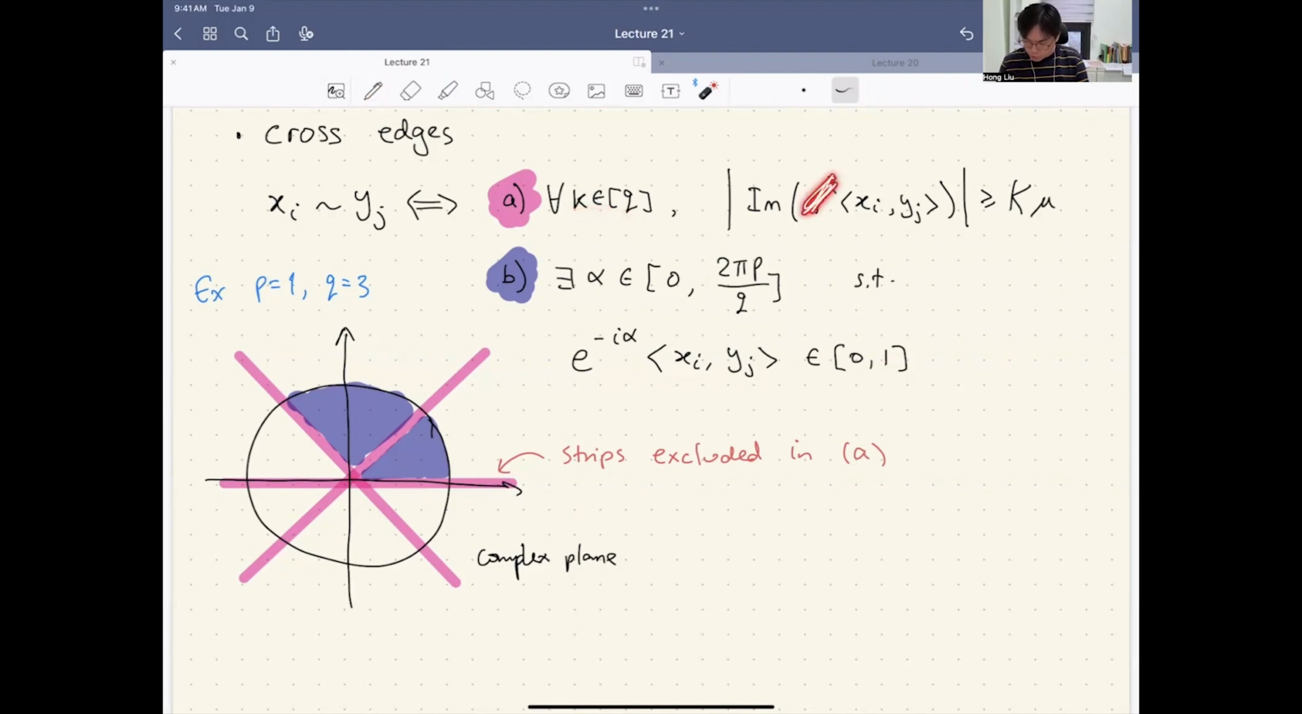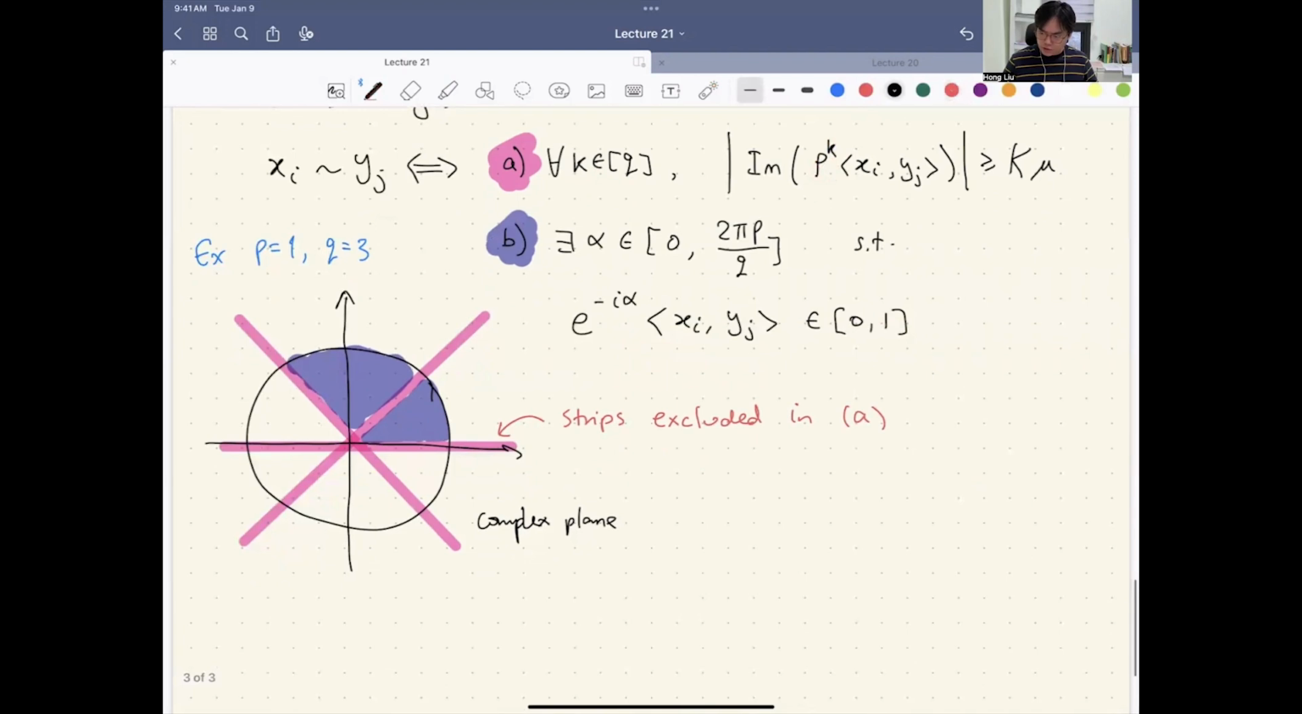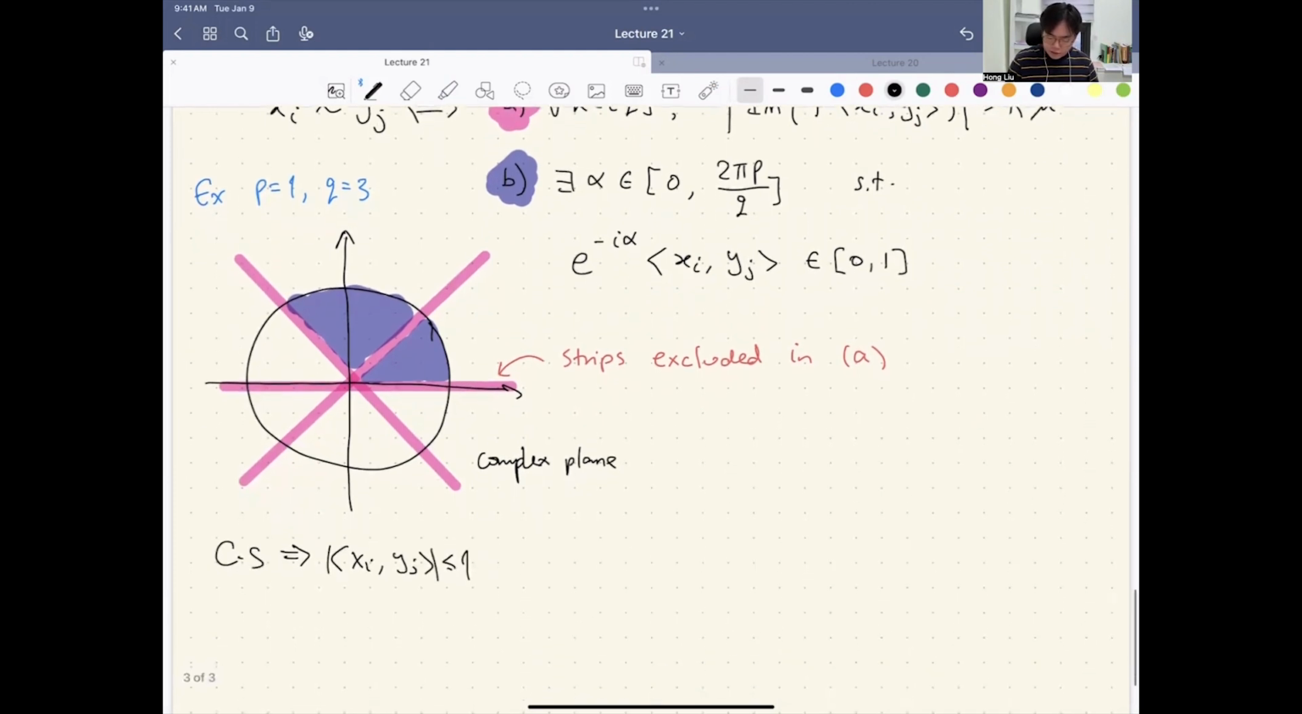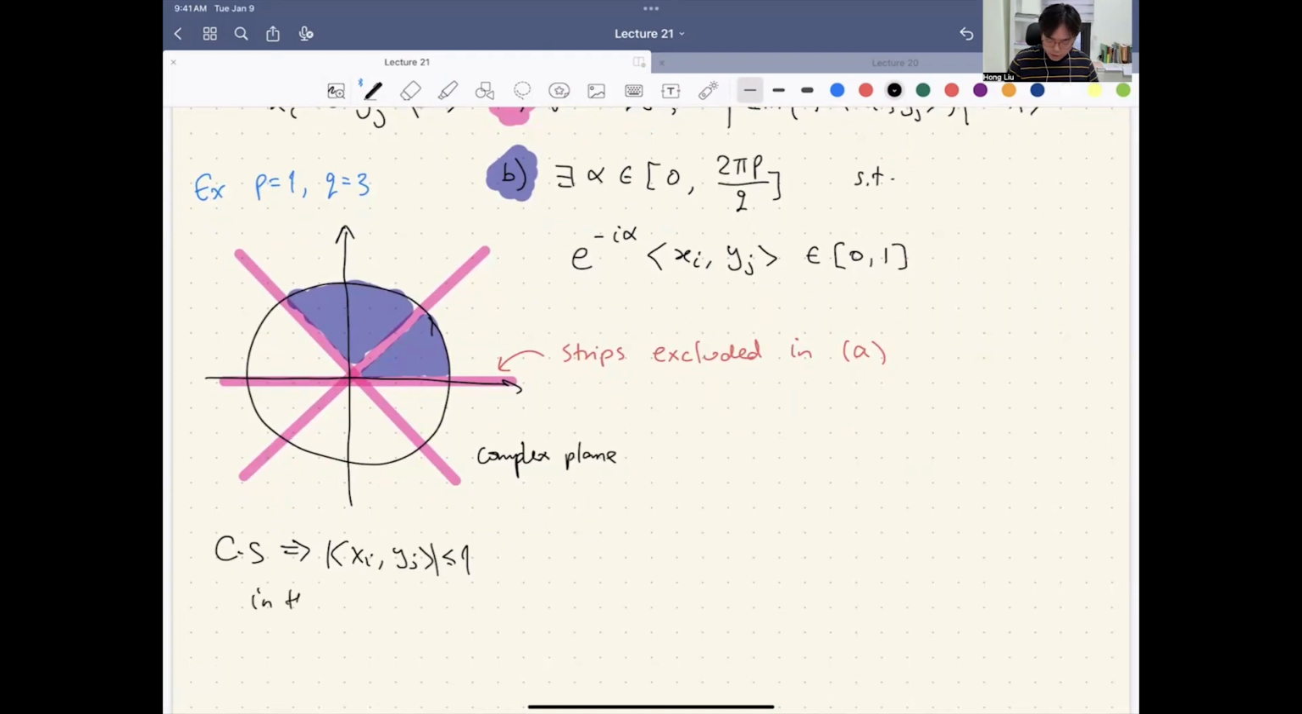Once again, if you just take k to be 0, the rotation is just 1. First of all, by Cauchy-Schwarz, what is xi, yj? They live on the complex unit sphere, so they have norm 1. The inner product of two norm 1 vectors has norm at most 1 by Cauchy-Schwarz. So xi, yj lives in the complex unit disk. This is the disk I'm drawing here.